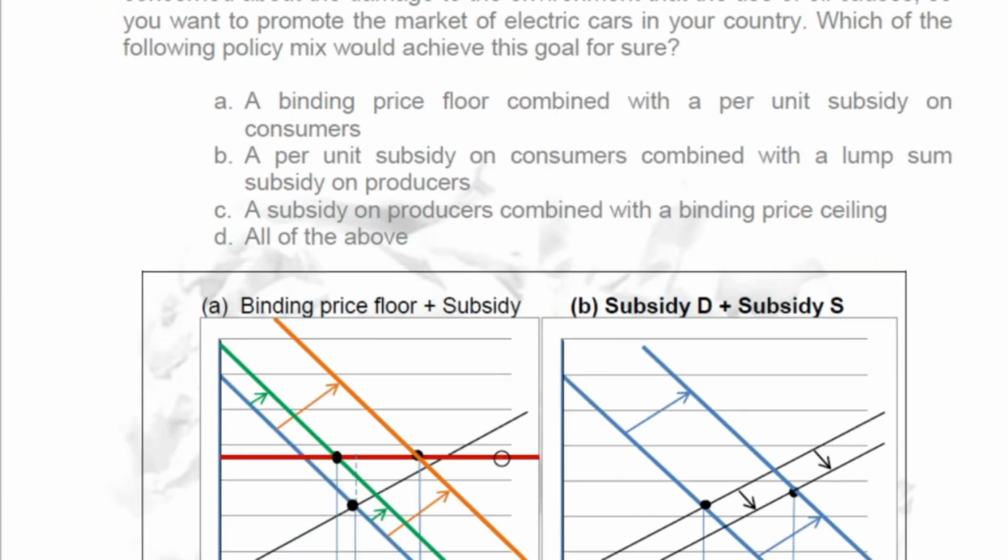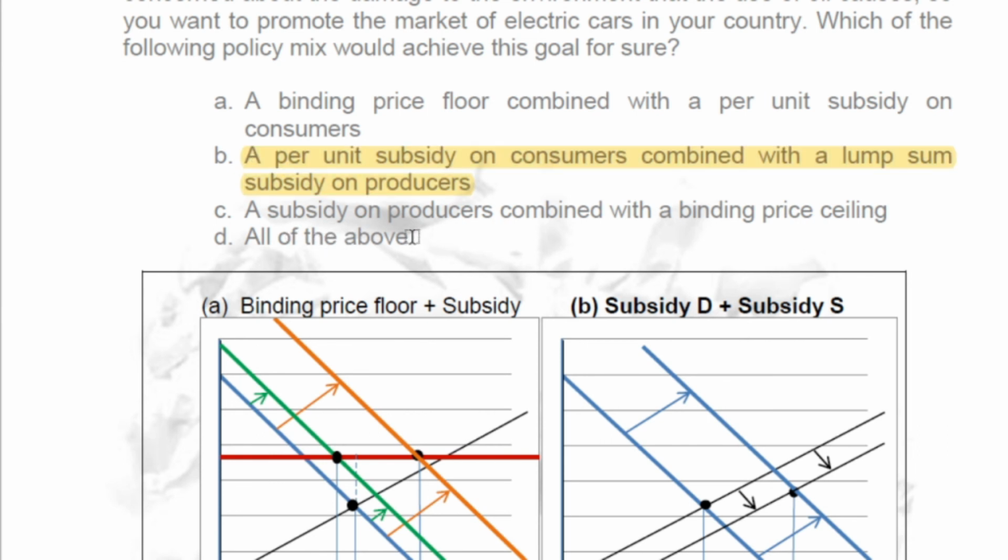Well, as we said before, this will not cause an increase in electric car exchange for sure, because if the subsidy is not high enough compared with the price floor, it could happen the opposite. B, a per unit subsidy on consumers combined with a lump sum subsidy on producers. Of course, because at the end you are helping both agents, consumers and producers. So I think it's clear that B is true.